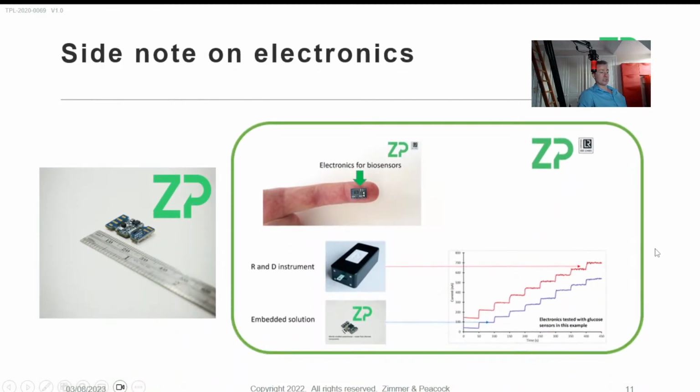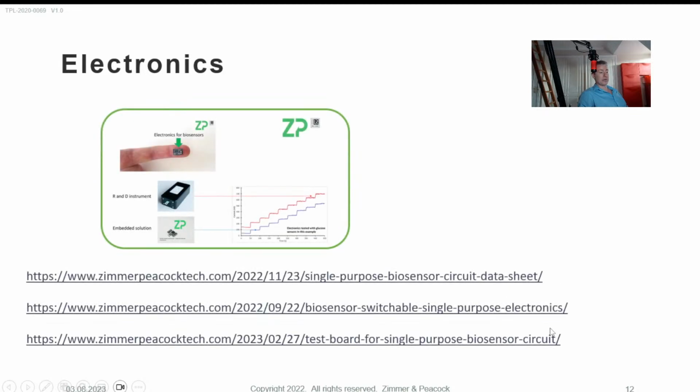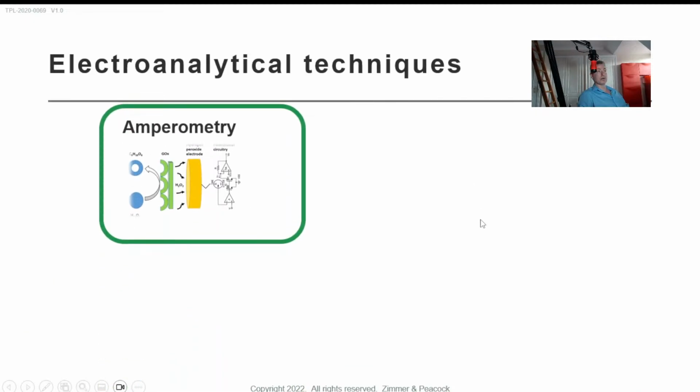Side note on electronics, we do have a very nice small set of electronics. This is then being used in a glucose sensor, and I've put some links to the data sheets, etc. here. So if you've got engineers, they can pore over that, but realistically, we do have a sort of try and buy policy, so I should say buy and try policy. Buy it, try it, if you're not wanting to engage with our contract services.